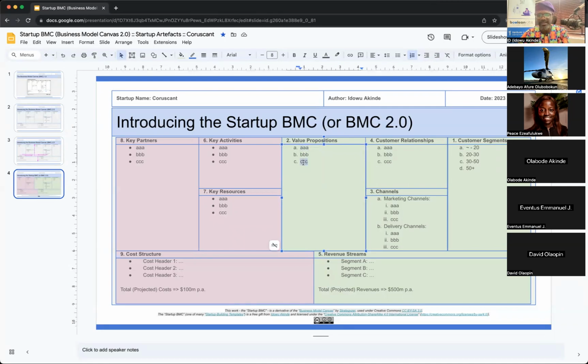Now, I've seen a few people fill out the BMC wrongly. People often think, what would you sell to a customer segment, right? So you say, what would you sell to people below 20 years? Some people have used this approach. They could say sell torchlights. What would you sell to people in 20 to 30? Maybe solar radios or something like that, okay? And so on and so forth.